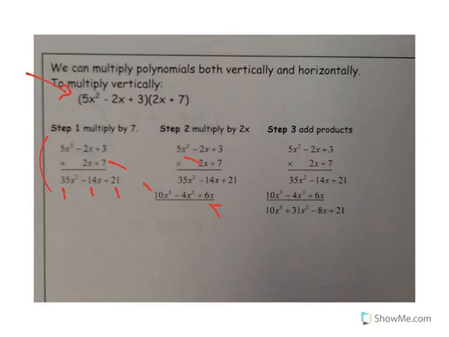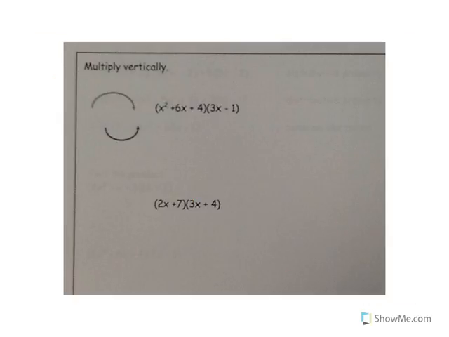And when you combine them all, you're going to end up with this. In this case, 21 just goes down by itself. Negative 14x plus 6x is going to be negative 8x. 35x squared minus 4x squared is going to be 31x squared, and then 10x cubed is just by itself, the normal way. So let's look at this example here.